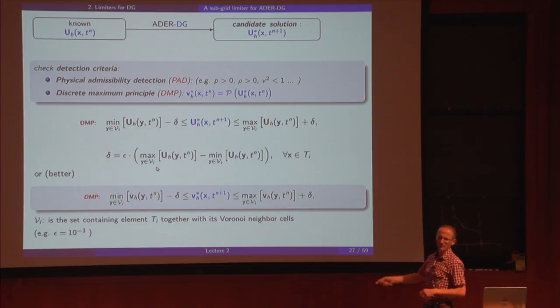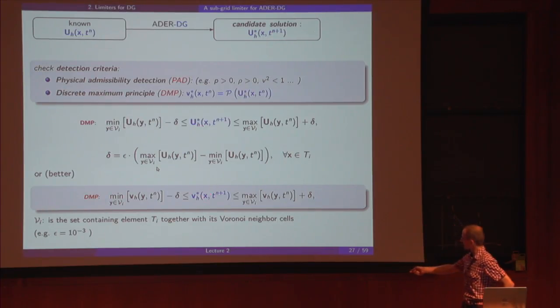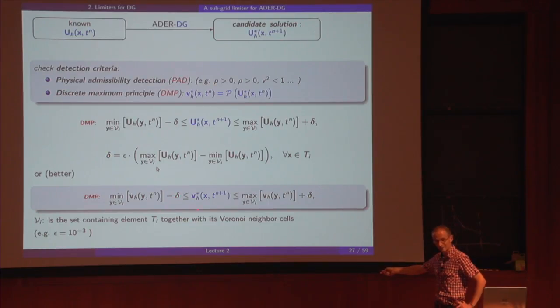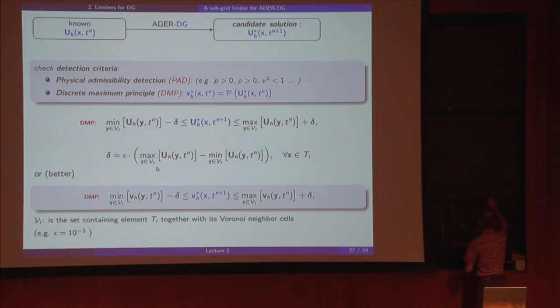Of course, I don't want to compute minima and maxima of polynomials. I have already a number of problems. So I will just rephrase this relation in terms of cell averages, because I can compare constants much more easily. So here I have a cell average, which comes from the candidate solution, and I compare that with minima and maxima of cell averages of my neighbors. So in practice, this is the cell that I'm checking, U star. I compute the cell averages, and I compare with the neighbors.